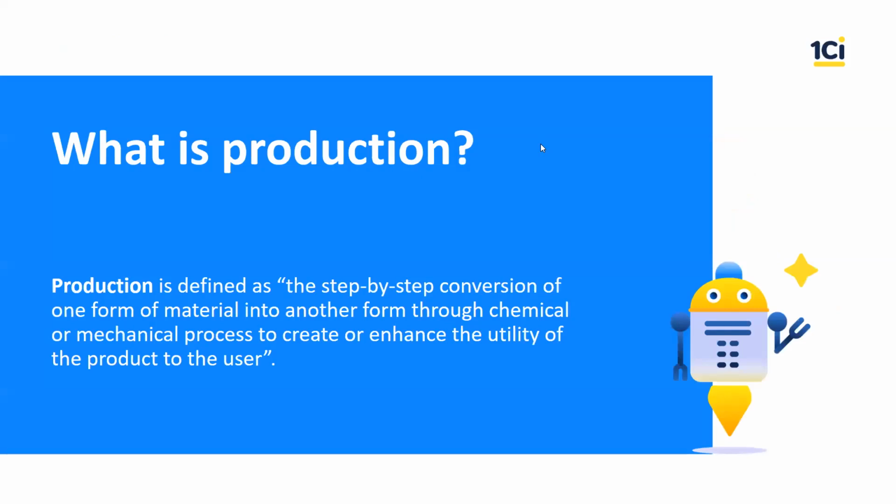So what is production? Production is defined as the step-by-step conversion of one form of a material into another through a process to create or enhance the utility of the product to the user. Here we see the key elements of production. Those are raw materials, the production process, and the end result, the finished product that has some utility, useful qualities to our customer.